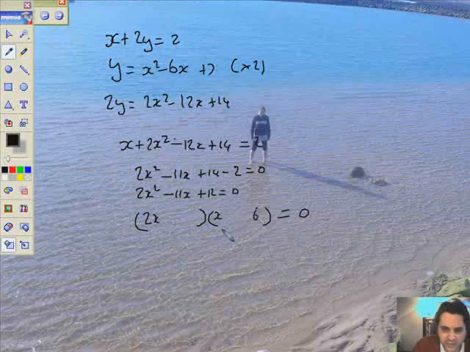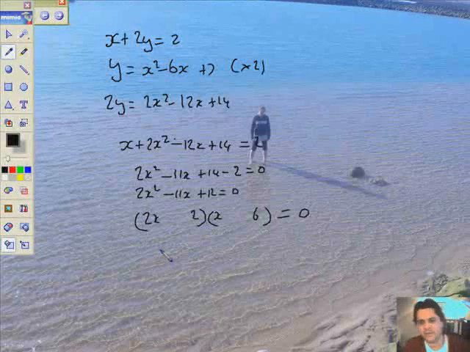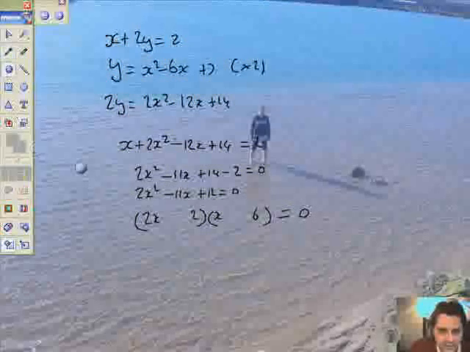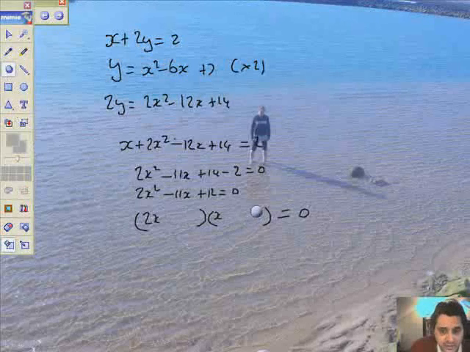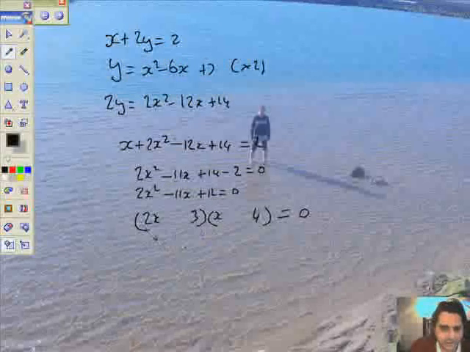How do you make 12? 6 and 2. That's not going to work, is it? 12 take away 2 is not going to be 11. So either I've made a mistake or I've got to think of some other way of doing it. 4 and 3 perhaps? Yep, that's the one. 4 and 3.